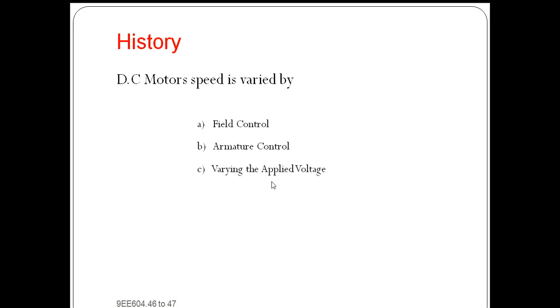And the last one is by varying the applied voltage. If we vary the applied voltage, accordingly we get the speed of the motor. Suppose we apply lower voltages than the rated voltage, we get speeds below the rated speed. And if we increase the applied voltage, then accordingly the motor speed increases. We can get above the rated speeds and below the rated speeds. This method is called the Ward-Leonard speed control method. Generally in industries, this method is adopted for speed control. We will get accurate speeds by using this method.